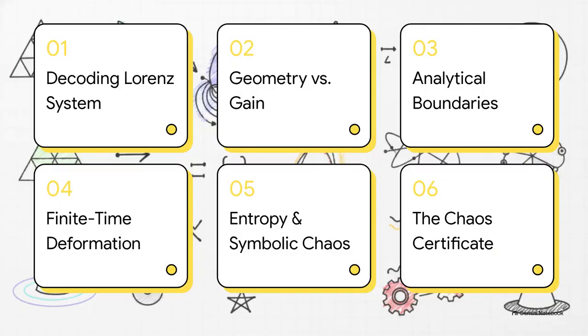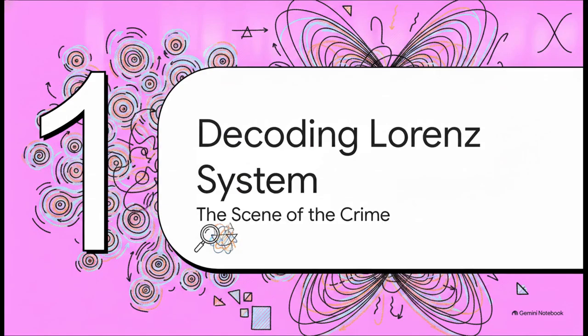Okay, here is our roadmap. We've got decoding the Lorenz system, geometry versus trajectory gain, analytical bifurcation boundaries, finite time deformation rules, entropy and symbolic chaos, and finally, the ultimate chaos certificate. Let's jump right in. Section 1.